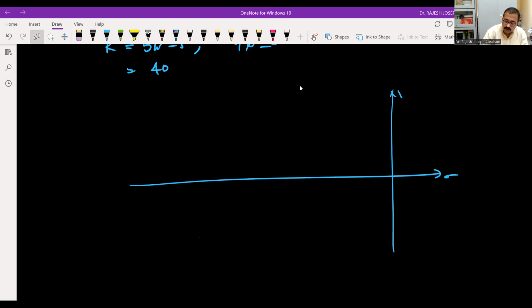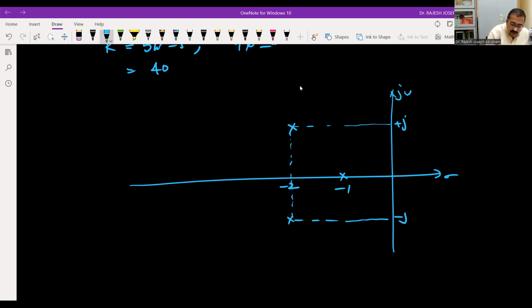This is sigma j omega. We had a pole at where? Pole at minus 1, and one at minus 2 plus j, and this is minus 2 minus j. Okay, so this was one root locus.